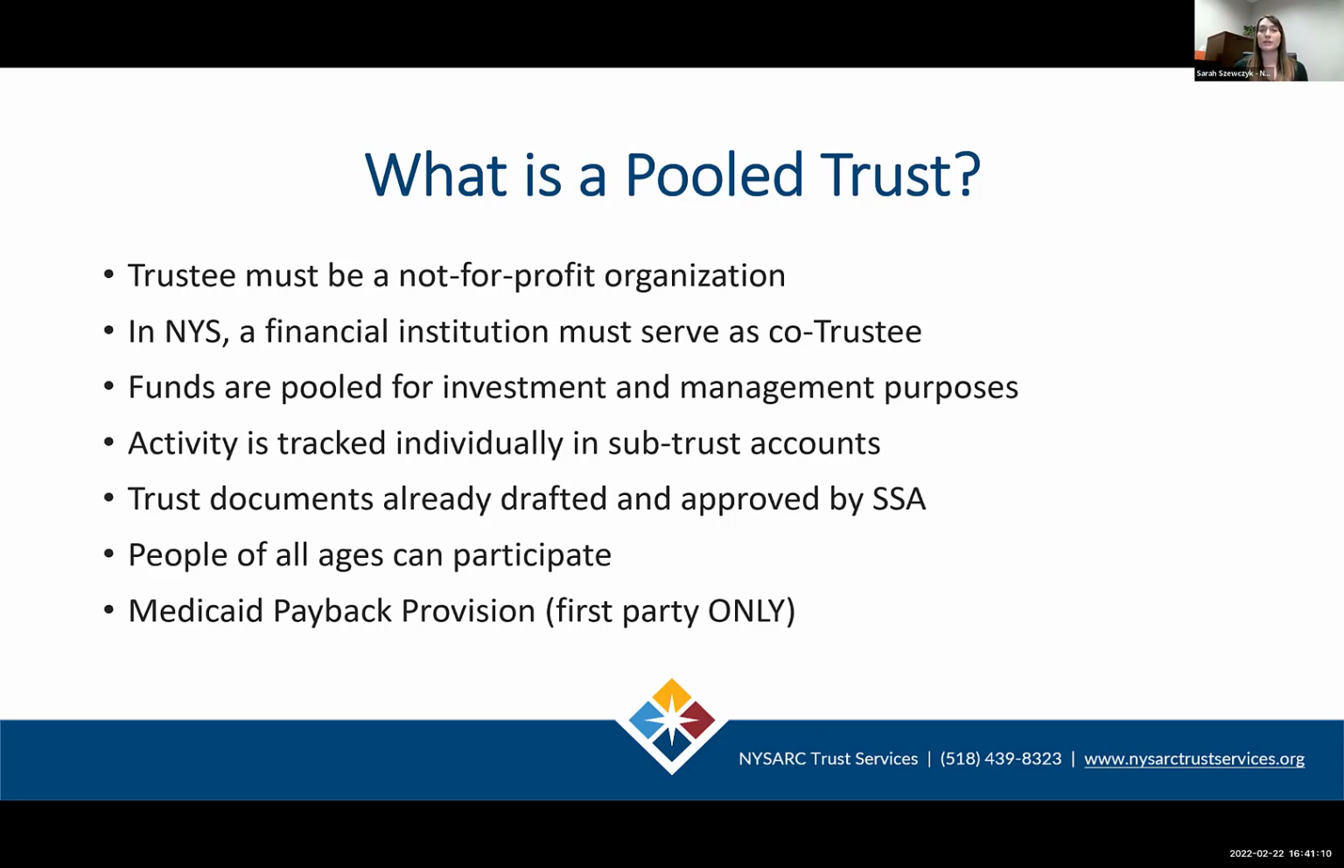I touched on this a little bit earlier. And this is particularly for first party trusts, when a person needs to fund a trust with money that is in their name, their own funds. Once a person is over the age of 65, they're no longer able to add money to a standalone special needs trust or create a standalone special needs trust after the age of 65.